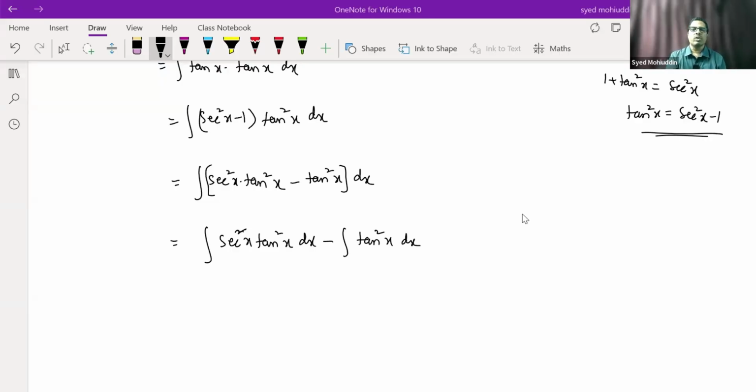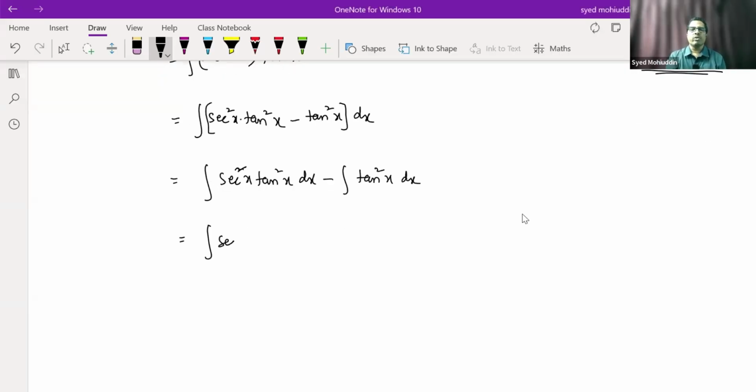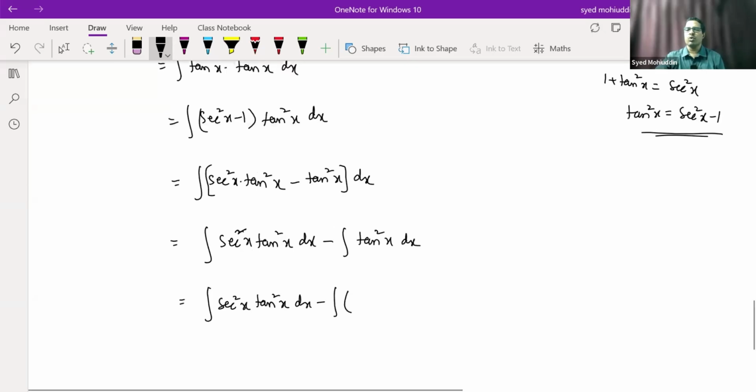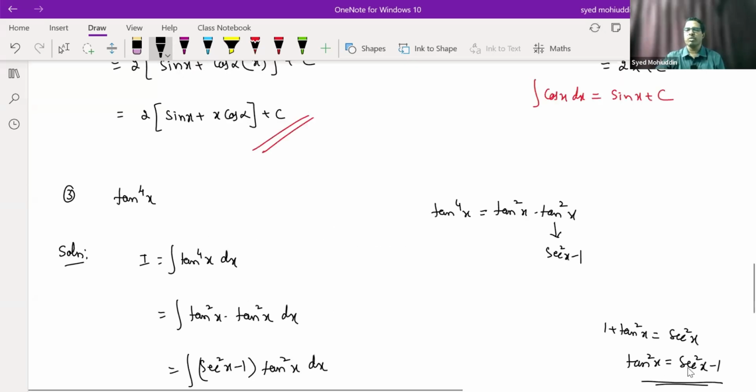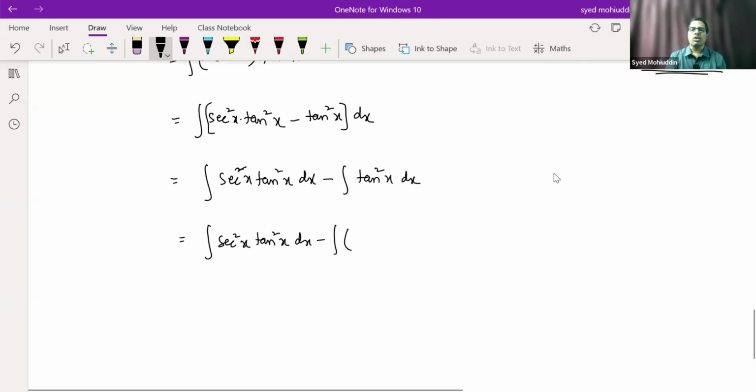So once again, rewrite this one: integral of secant square of x into tan square of x into dx, minus tan square. Just now we have seen over here, tan square of x can be written as secant square of x minus 1. So hence you can write that as secant square of x minus 1 times dx. Now you can just apply this integral separately for each of the terms and then integrate it.